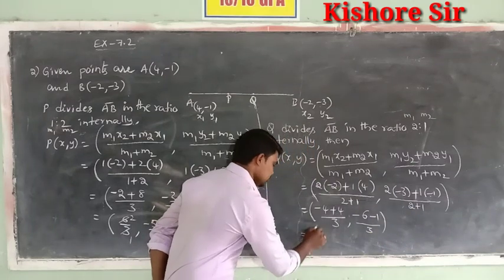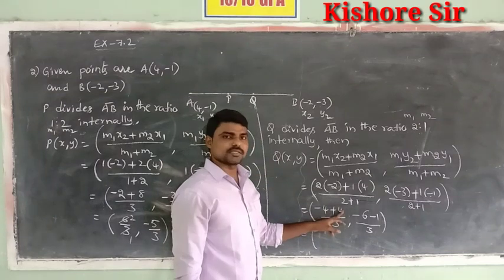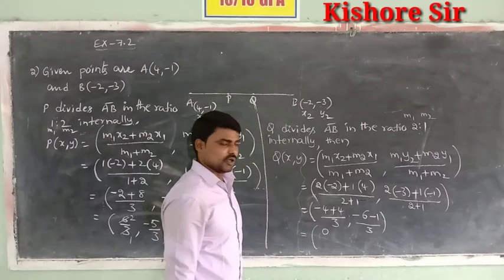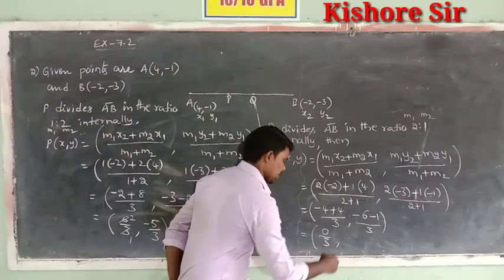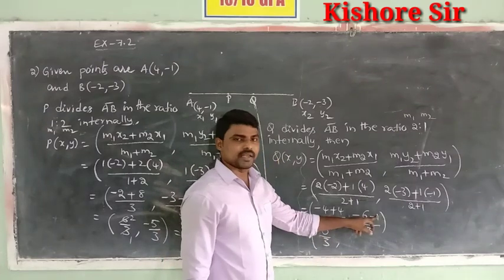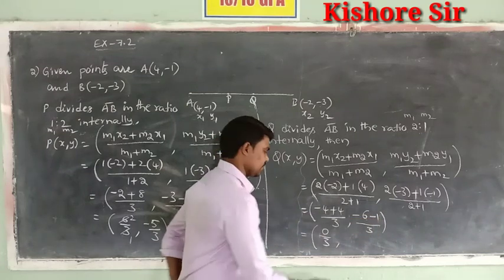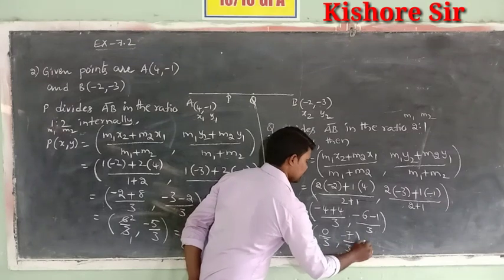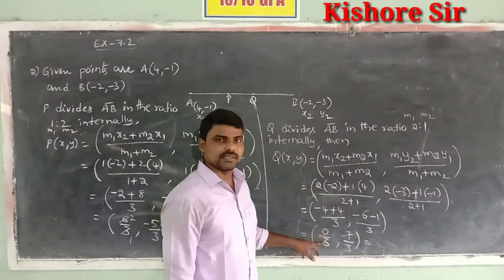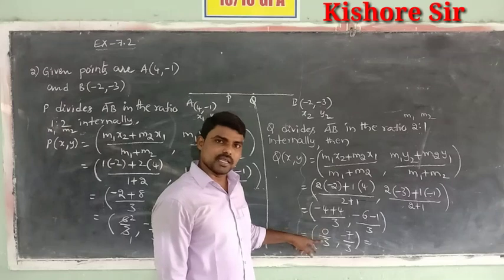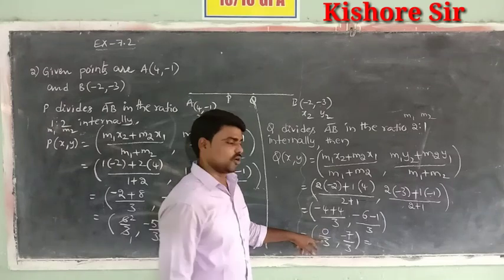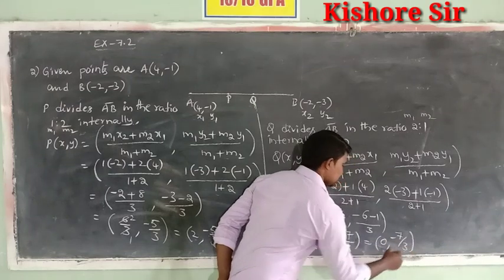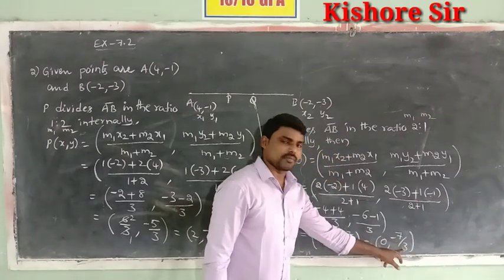So that equals minus 4 plus 4. Both cancel. The result is 0. 0 by 3, comma minus 6 minus 1, which is minus 7, by 3. 0 by anything, the result is 0. So the point is (0, -7/3).